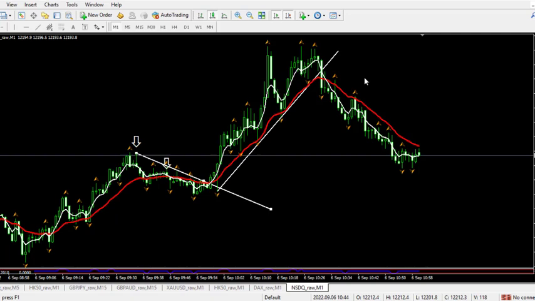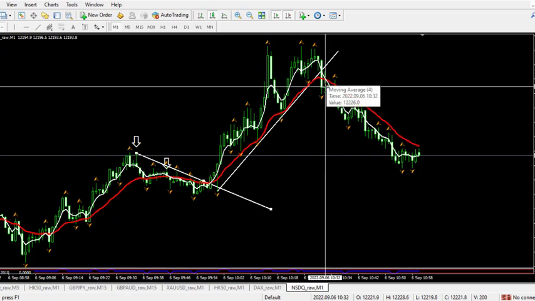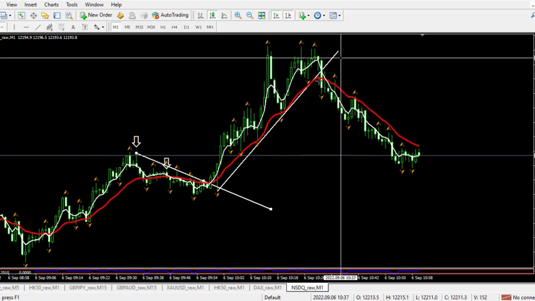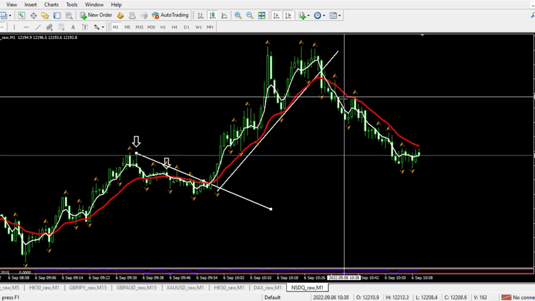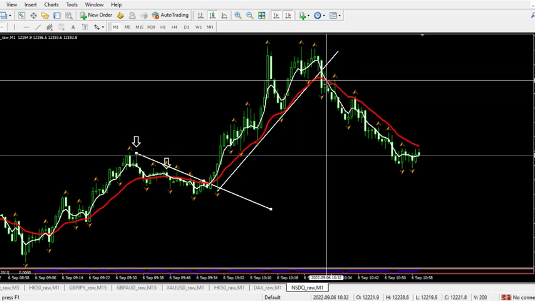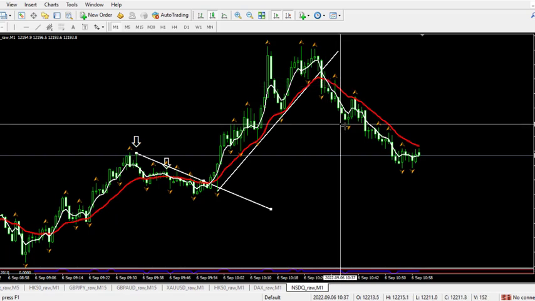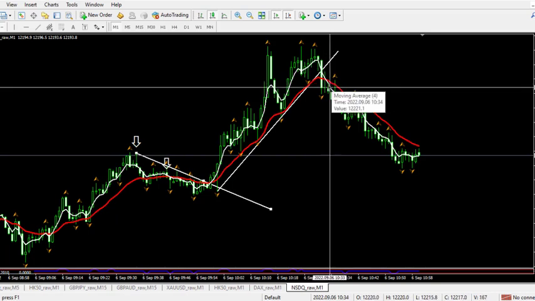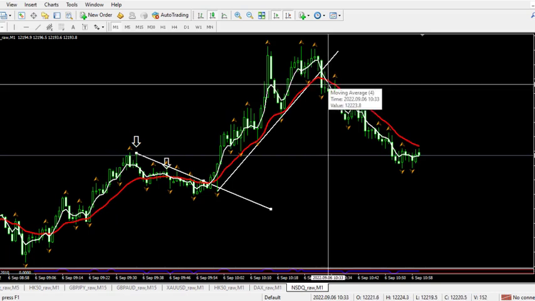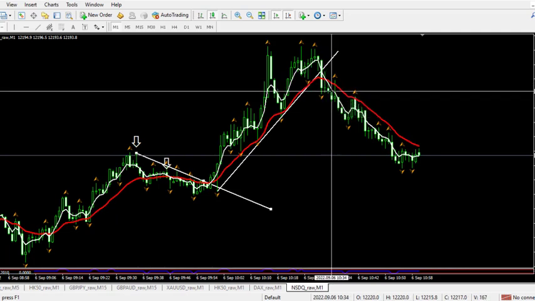Once it is broken, the next thing I'm going to wait for is the two moving averages to cross in the direction of this trend line. This is a sell trend line, and I'm waiting for the white moving average to cross downward below the red moving average. Once you have that, the first and the second conditions are met, so please place your trade after the close of this candle, right here.